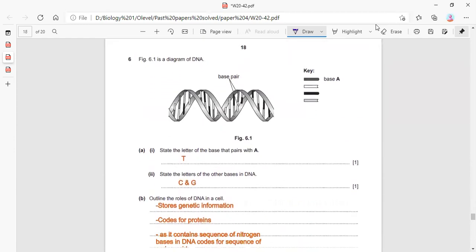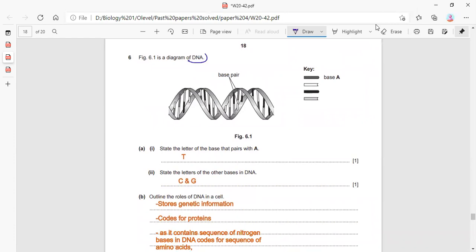Last question بقى, question 6, جايب لي diagram of DNA. State the letter of the base that pairs with A. احنا عارفين الـ A مع T والـ G مع C, يبقى مين اللي مع الـ A؟ الـ T. طب إيه letters of the other bases? C and G.